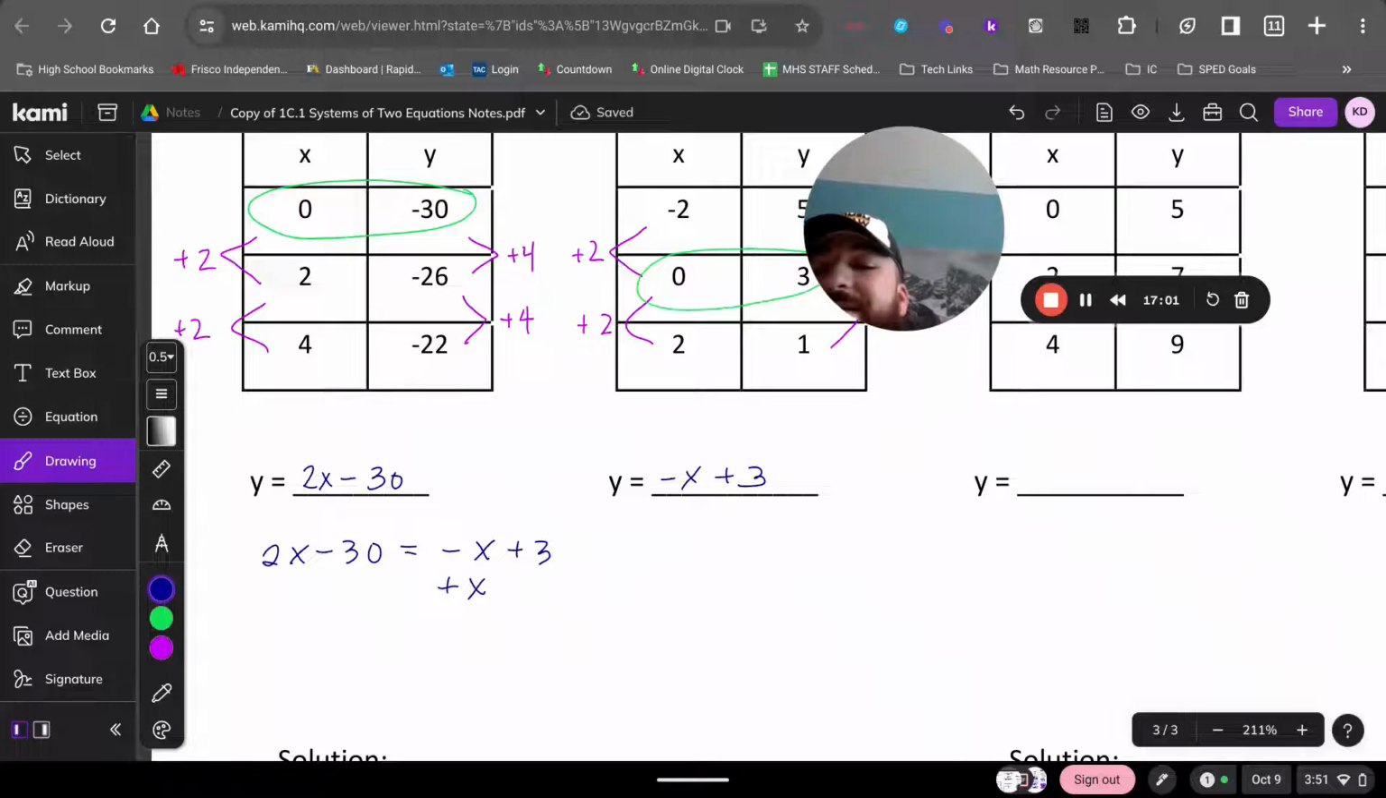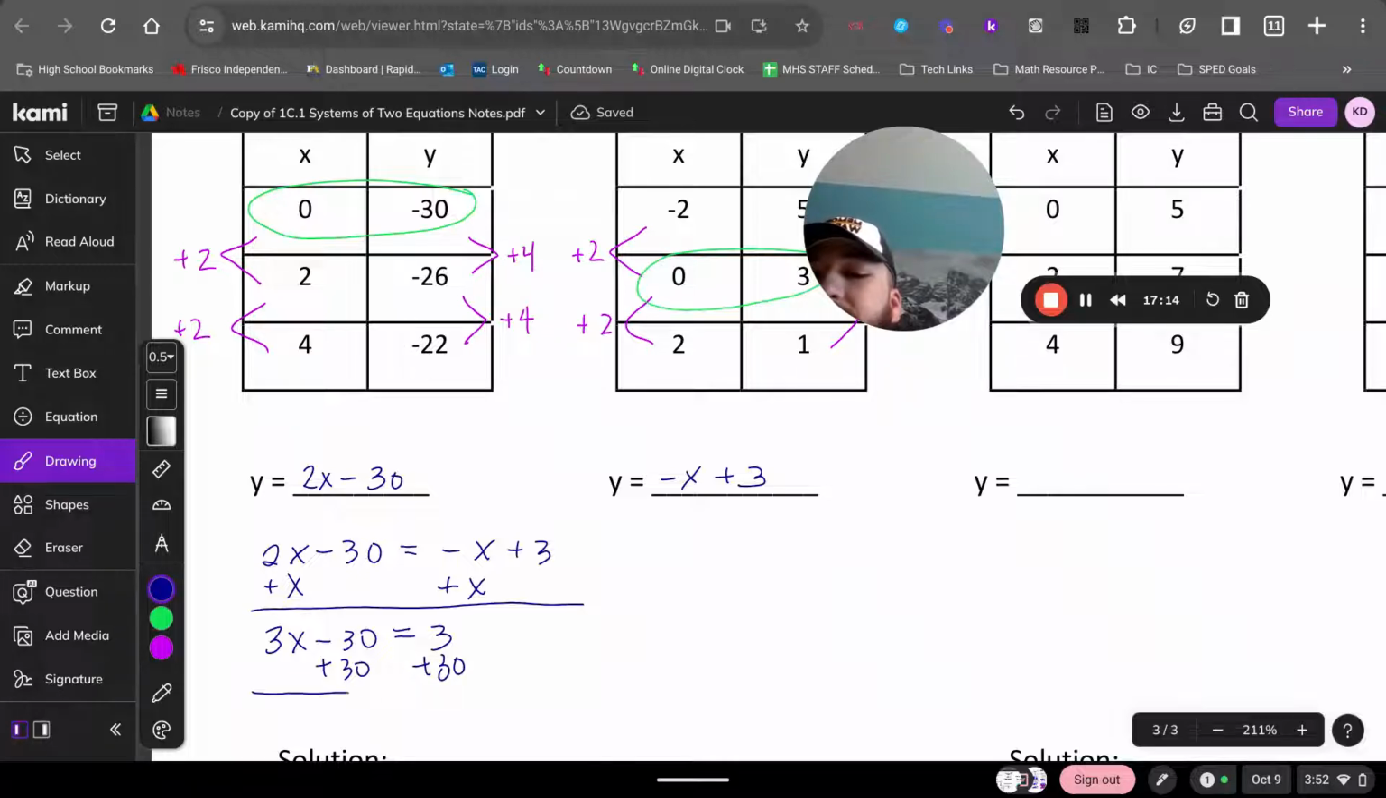So add by x. That's going to give me 3x minus 30 is equal to 3. Then add 30, and we get 3x is equal to 33. Okay, taking that 3x is equal to 33, last thing I need to do to solve for x is divide both sides by 3, and we do get that x is equal to 11.